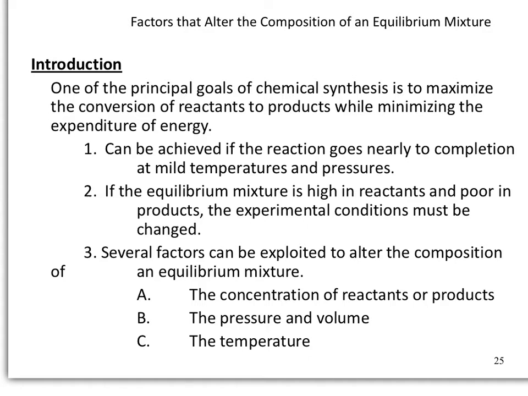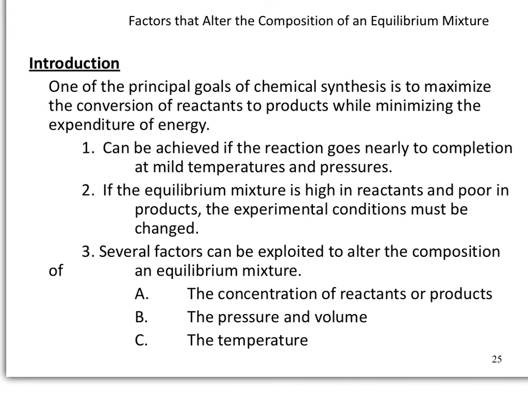And this can be achieved if, of course, the reaction, let's say your general reaction that we have been discussing so far, A moles of A reacting with B moles of B, giving you C of C and D of D. So if you have more products in your reaction mixture than your reactants, and if you are able to achieve that at mild temperature and pressures, that's a good thing.